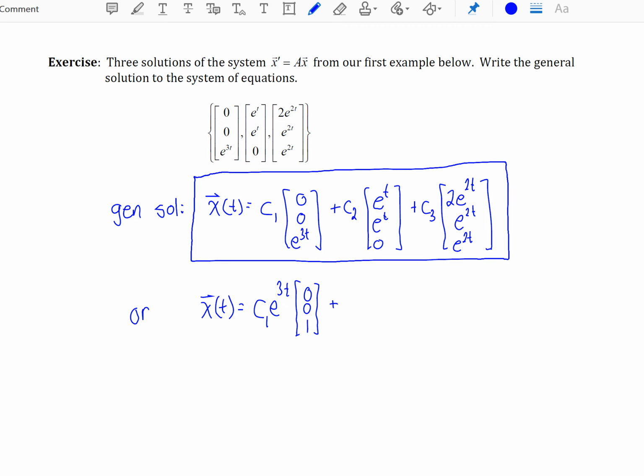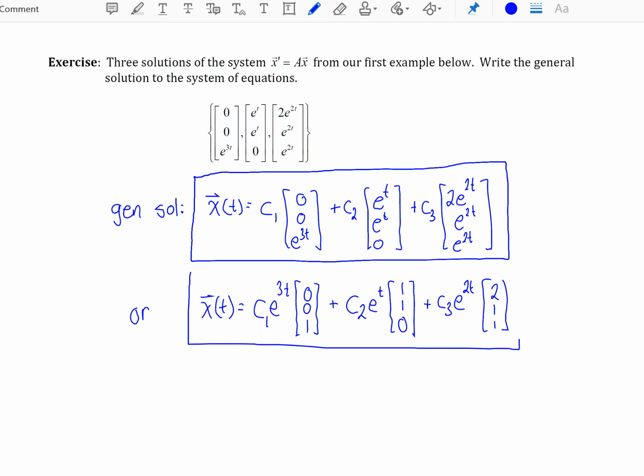Similarly, out of the second column, we could factor out an e to the t times the vector 1, 1, 0. Out of the third column vector, we'll factor out an e to the 2t times the vector of constants, 2, 1, 1. And this is what we'll see as the more common form of our solutions. However, both are equivalently the same.